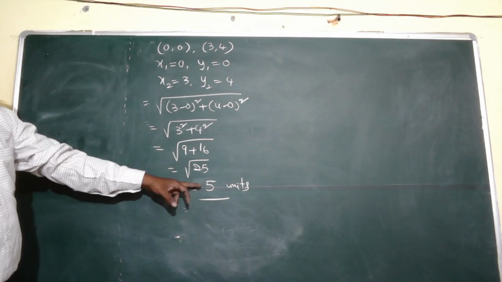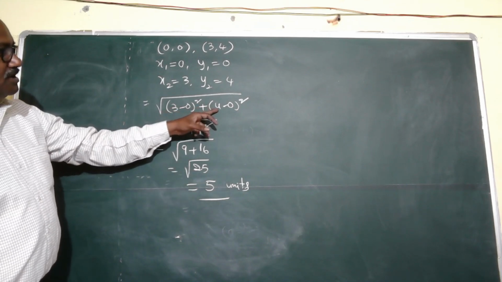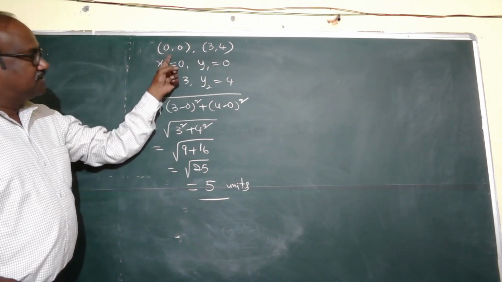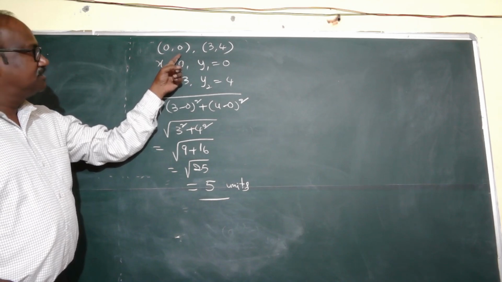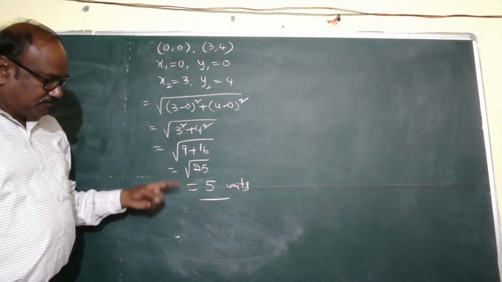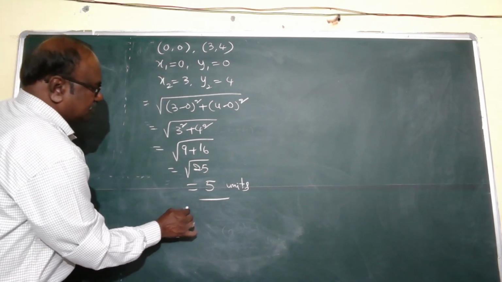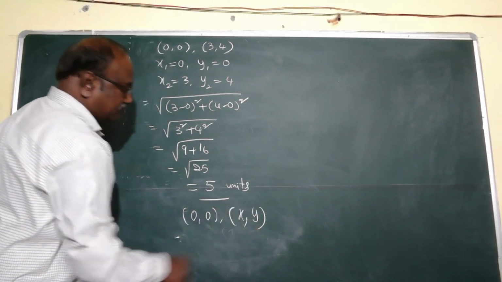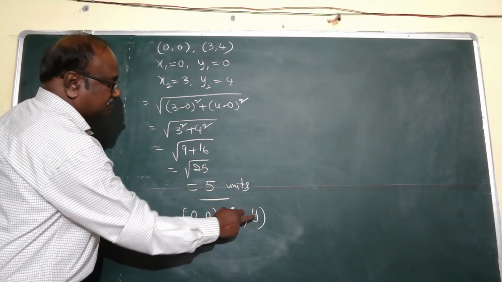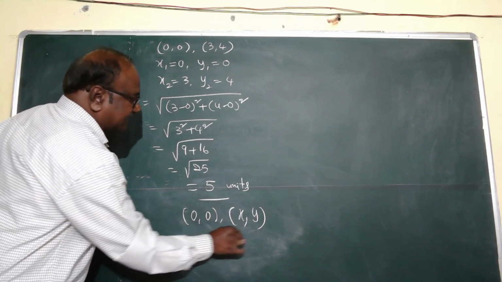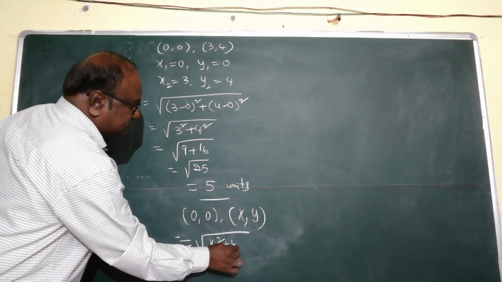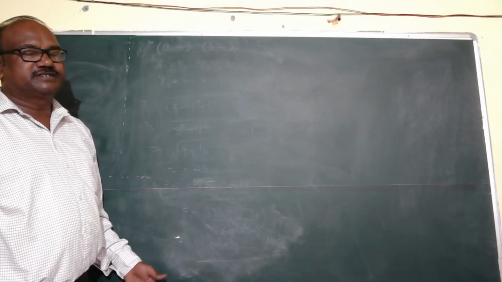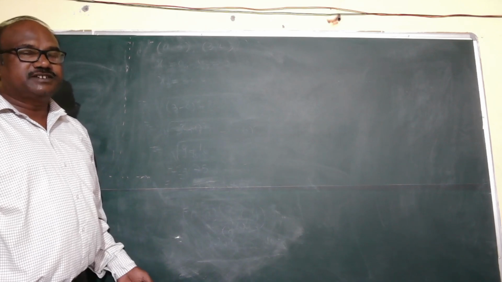So here 5 is nothing but 3 minus 0, 4 minus 0. So we can generalize that in two given points. One is 0, 0, that is origin. If one is the origin, then we can generalize the formula: if 0, 0 and x, y is the second point, one is the origin, another point is x, y, so you can use the formula directly, under root x square plus y square. Origin 0, 0, other is any point x, y. Formula is under root x square plus y square.